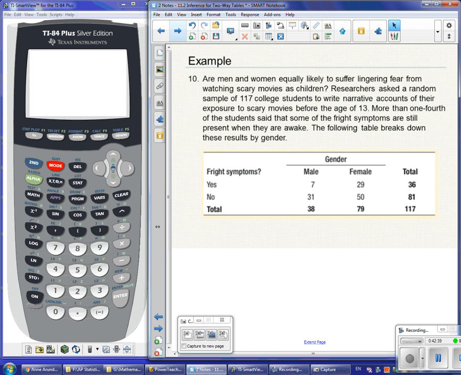So let's take a look at number 10. It says, are men and women equally likely to suffer lingering fear from watching scary movies as children? Researchers asked a random sample of 117 college students to write narrative accounts of their exposure to scary movies before the age of 13.